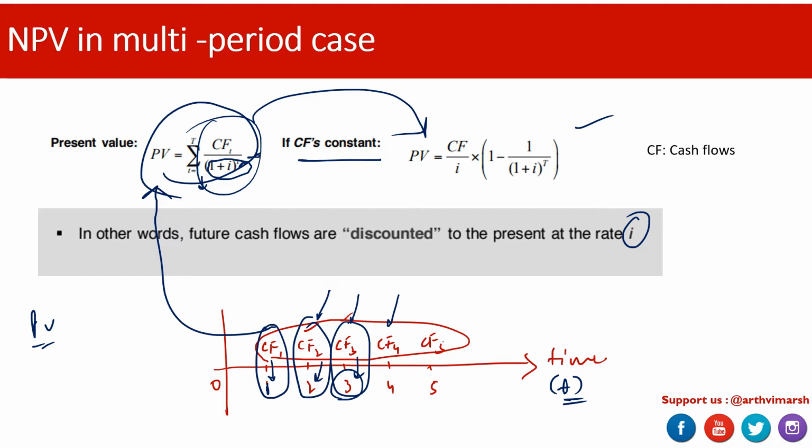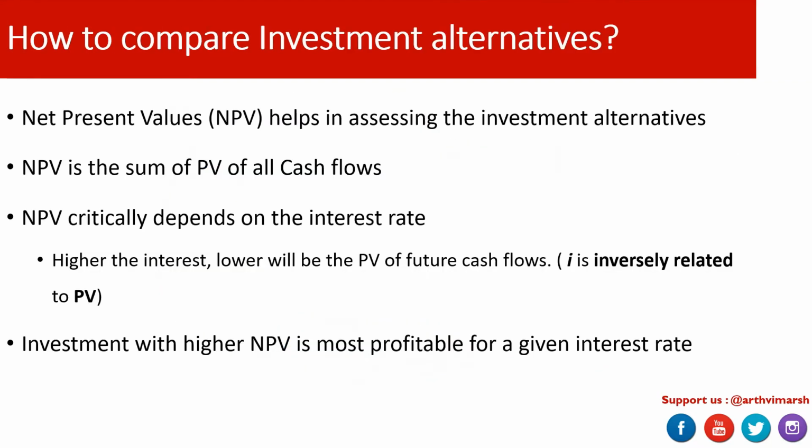Now, investment alternatives can be assessed by comparing their net present values. So how do we go about comparing the alternative investments? The NPV concept helps us in assessing the investment alternatives. We are going to see that NPV allows for the fact that some cash flows may be negative and others positive.